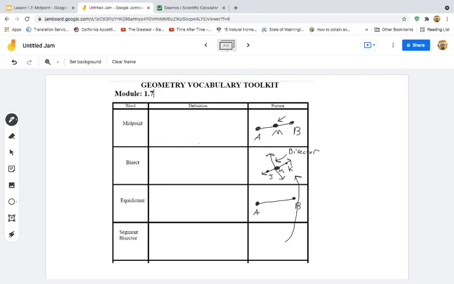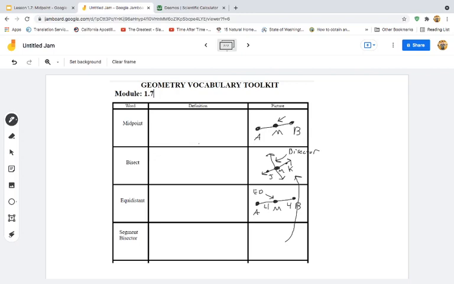And we have point M in the middle. This point right here is going to be equidistant from A and B, meaning it's the same distance from both A and B. For instance, the midpoint, or point M, can be something like 4 units away from A, but it's also going to be 4 units away from B. It is equidistant from A and B.